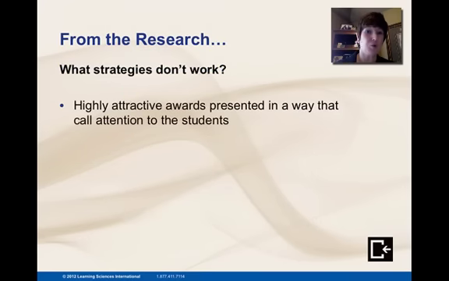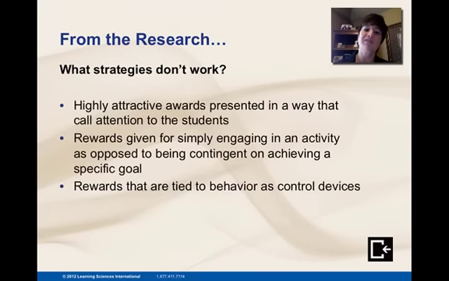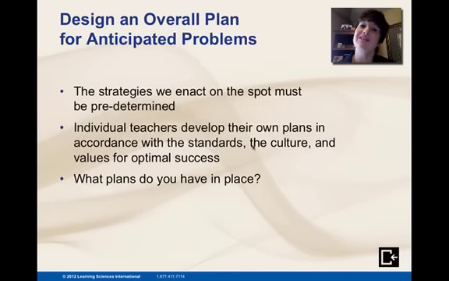Also, what strategies don't work? Highly attractive rewards or things that you're doing that are just kind of control devices, those research says do not work. But some of the things that you can think about when you have problems are strategies that we enact on the spot. They have to be predetermined. So it's coming up with a list of things that could happen in your classroom and what your reaction will be. Everyone develops their own plans. You just have to take the time to think about it. Most of you do this very naturally, but especially for those first-year teachers and teachers that are still working on their classroom management, this is key to know what you'll do and when you will do it.